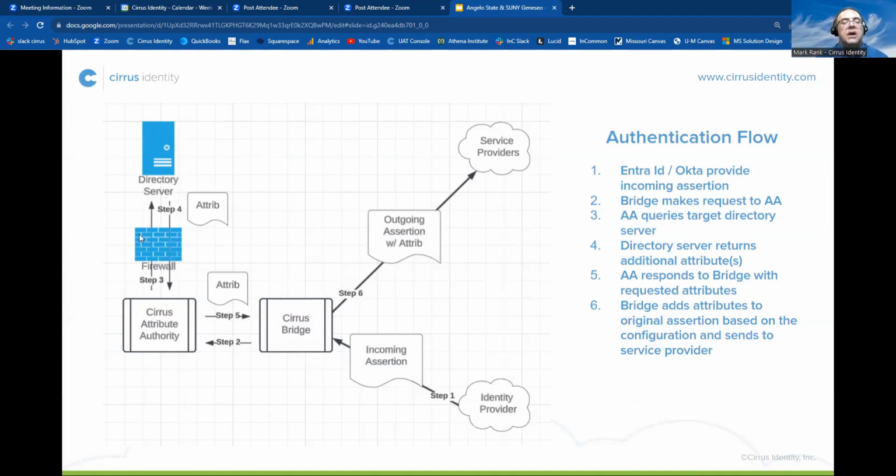That lookup is done by the directory server. The directory server returns the attributes. Those additional attributes are then added by the Cirrus bridge in this case. Same pattern would happen with Entra ID's custom claim provider. Those additional attributes are added, and then the completed outgoing assertion with those attributes is passed on to the downstream service providers. Depending on the implementation pattern, there are options to transform, edit, modify those attributes before passing them on.